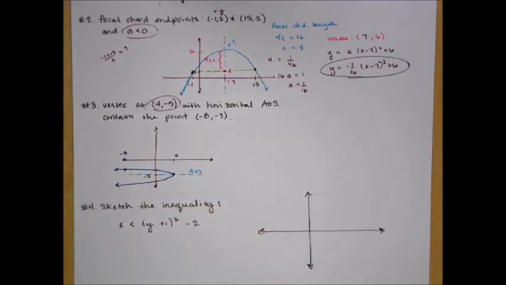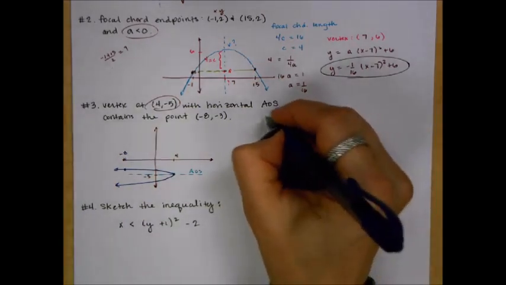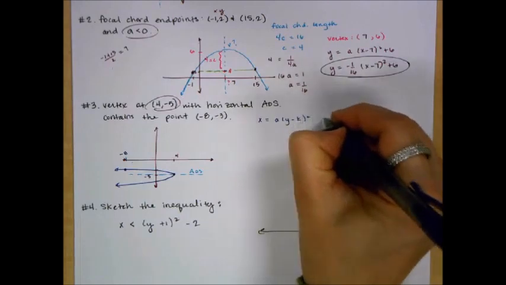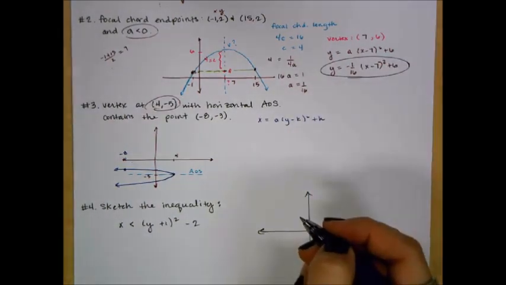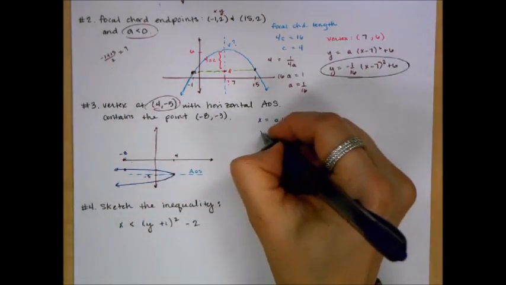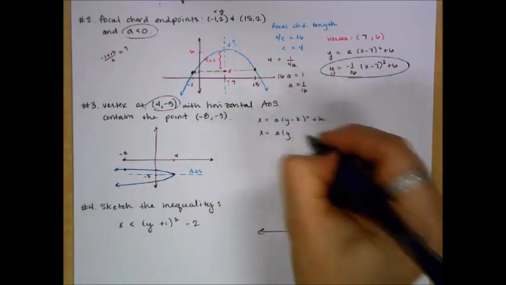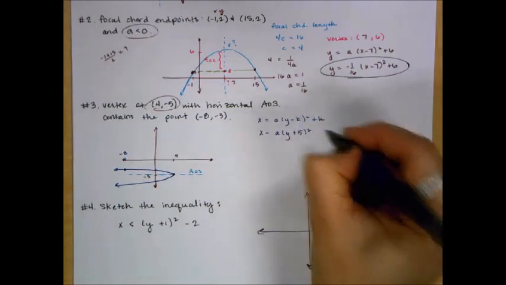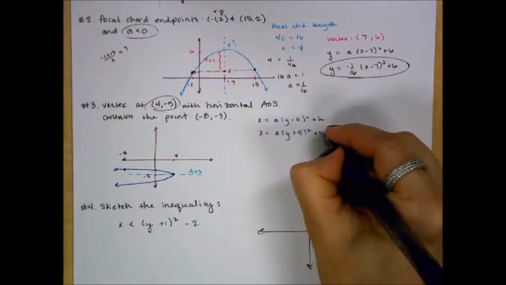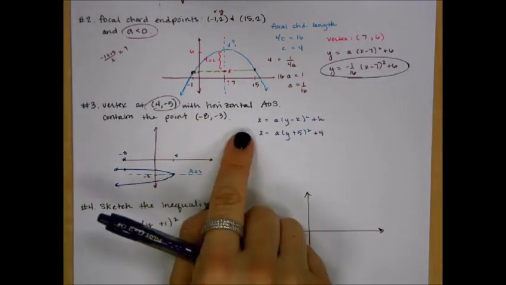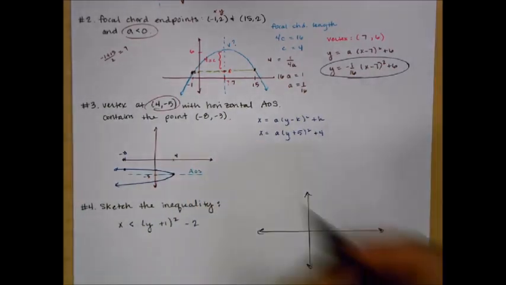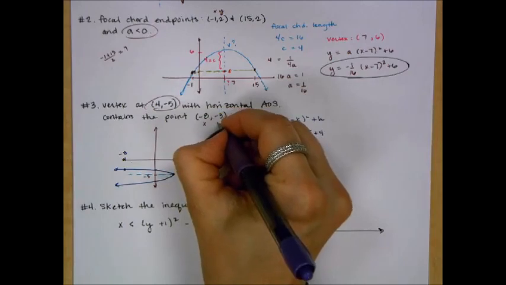And so I'm looking for x equals a times (y minus k) squared plus h. So right now, if I plug in the vertex, x is equal to a times (y minus -5), which is y plus 5, squared, and then plus 4. To solve for a, what I can do is use my coordinate pair here. This is going to be an x, y. We'll plug in those values and solve.